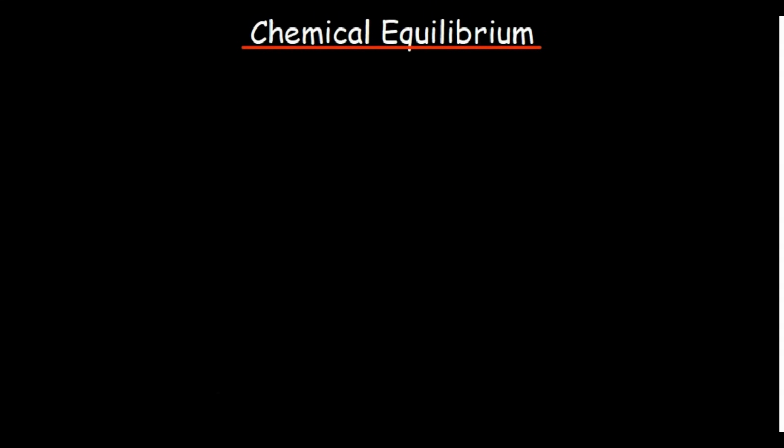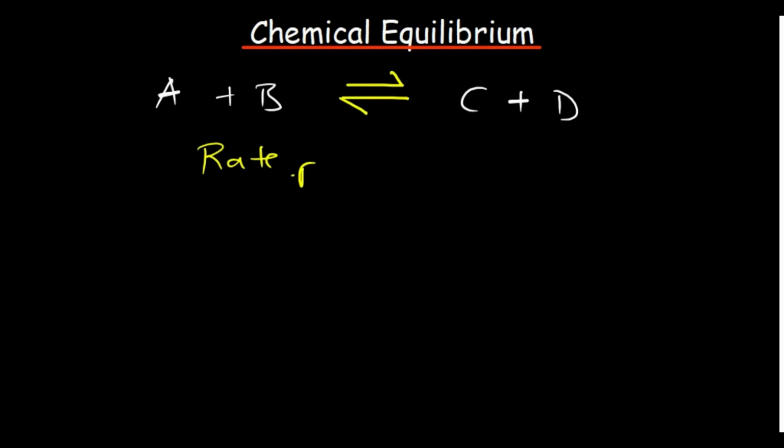We've already established that if you've got A and B reacting in a chemical reaction to give you C and D, now for a reversible reaction where you also have C and D reacting back to give you A and B, if the rate of the forward reaction is equal to the rate of the backward reaction, then the reaction is said to be at chemical equilibrium.